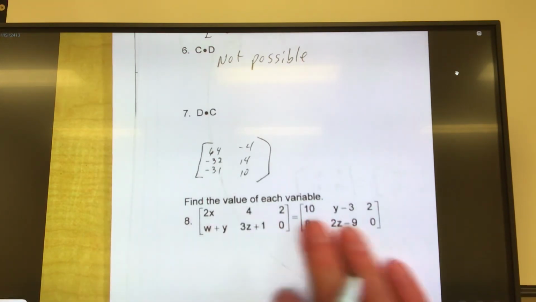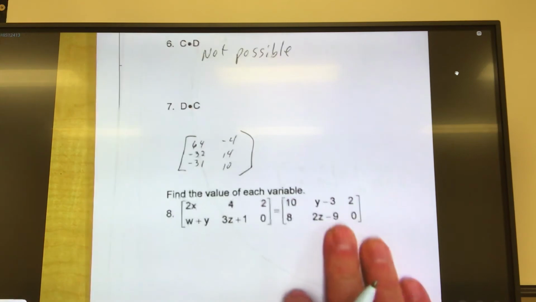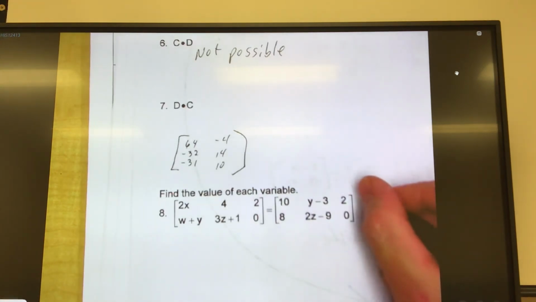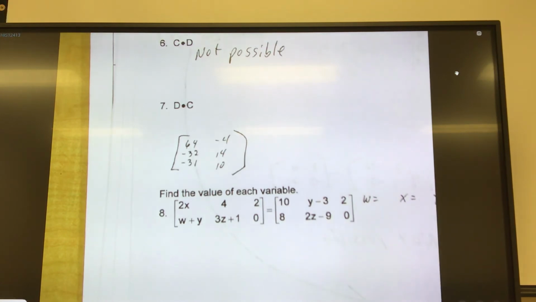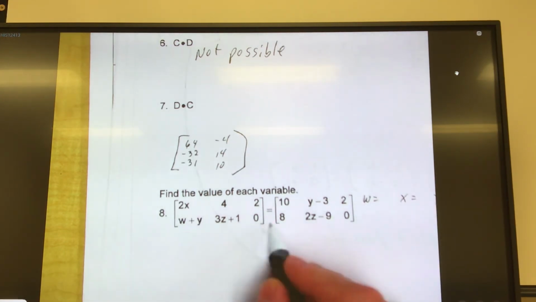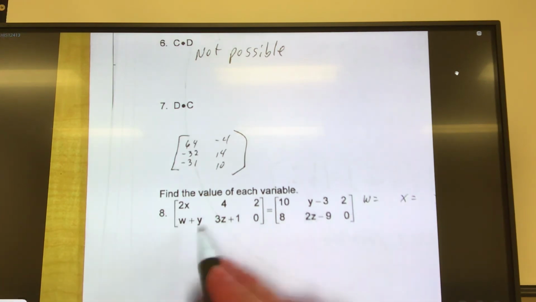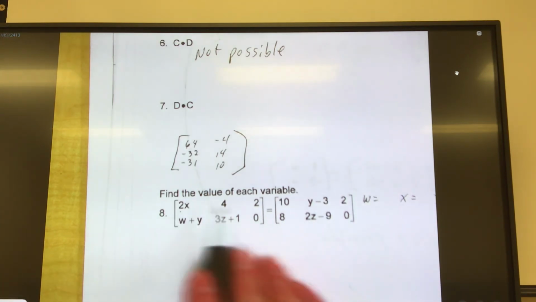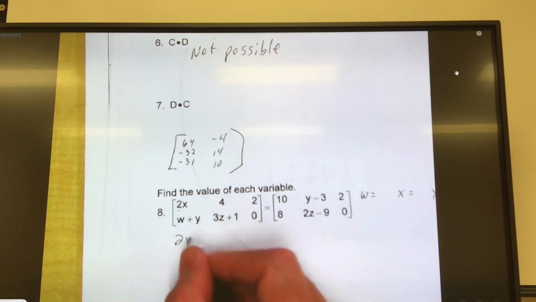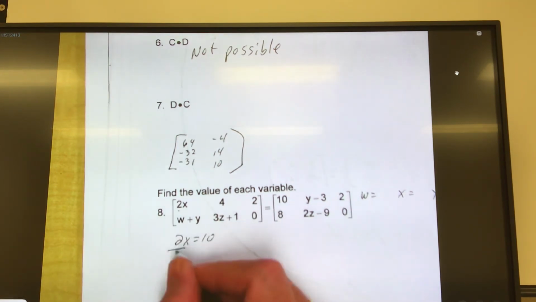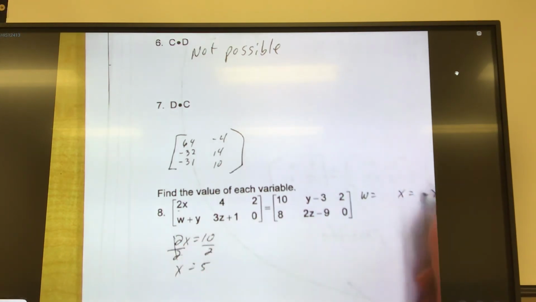Finally, finding each variable, we've got 4 variables, w, x, y, and z. So we make our key w equals, x equals, y equals, z equals. This is a 2 by 3 matrix and a 2 by 3 matrix, so we just match them up with their buddies. So 2x goes with this corner with this corner. So 2x equals 10, divide by 2, x would equal 5. Put in my key.